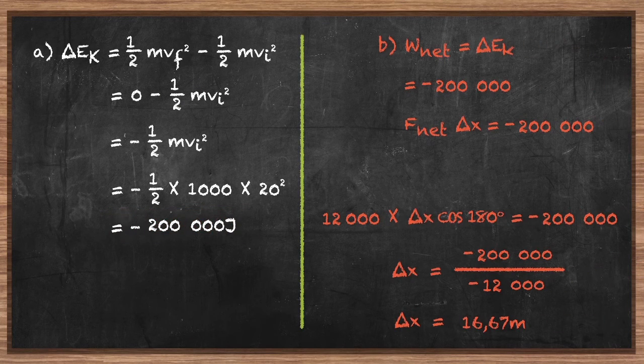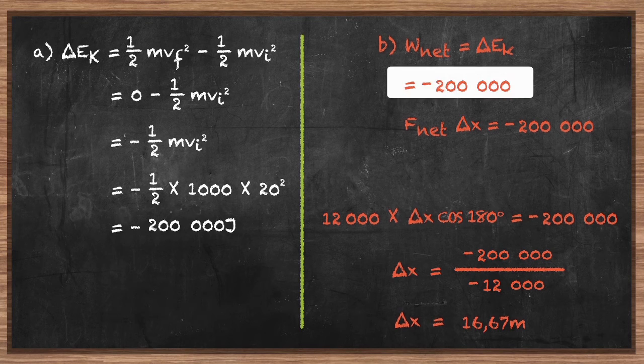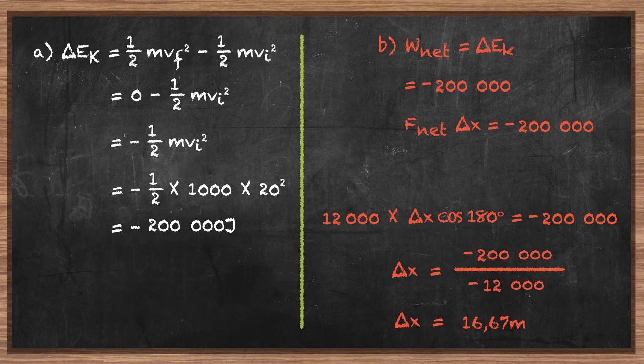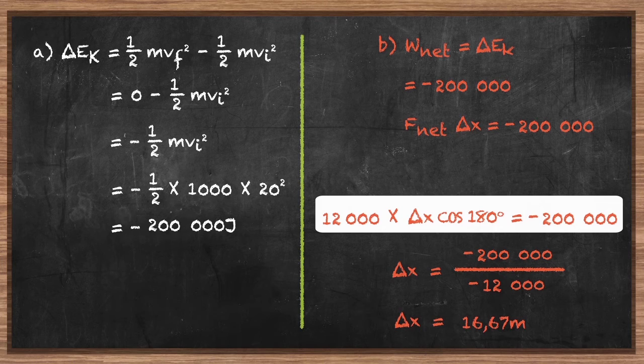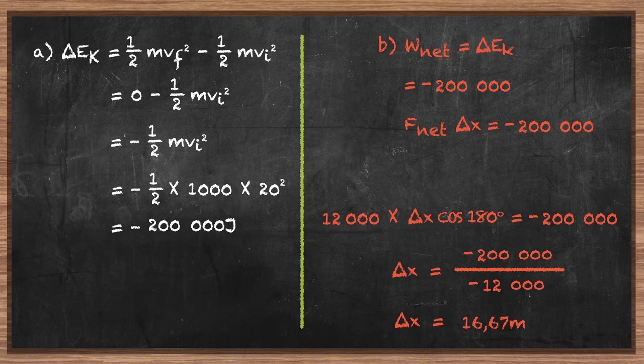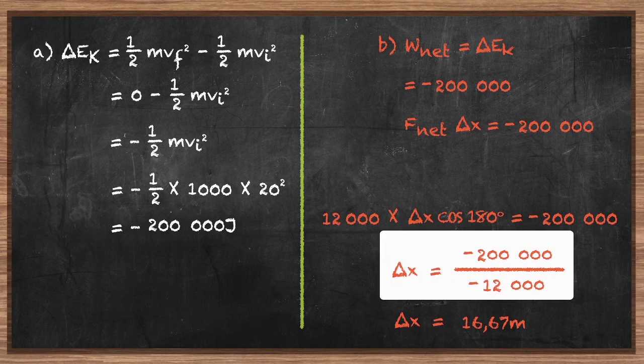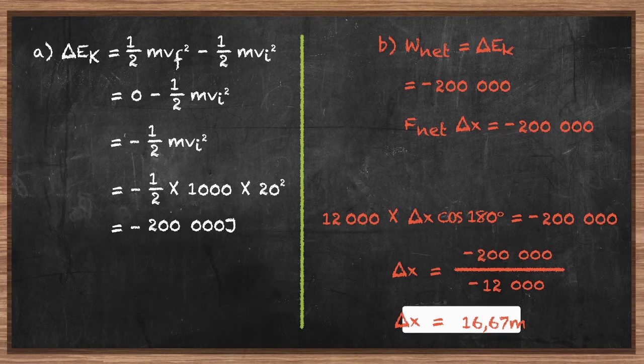Part B. Since the net work is equal to the change in kinetic energy, negative 200,000 joules, we can calculate the displacement of the car using the formula net work equals the net force times displacement times cos 180 degrees. Friction force acts in the opposite direction to the motion of the car, therefore theta is equal to 180 degrees. Displacement equals the net work done divided by the friction, which gives us negative 200,000 joules divided by negative 12,000. The answer is 16,67 meters.